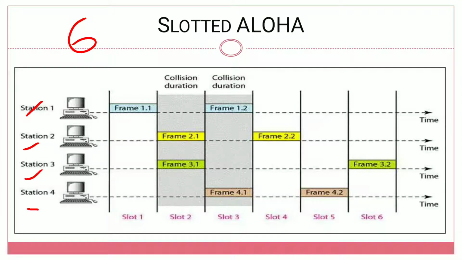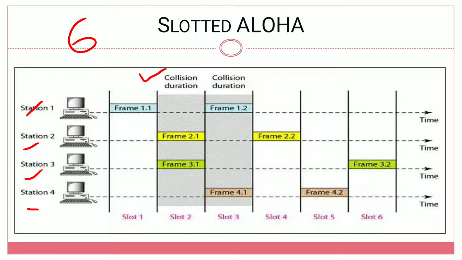These two frames, frame 2.1 and 3.1, will collide with each other because they both start at the beginning of the second slot, and that complete time slot is considered as the collision duration.